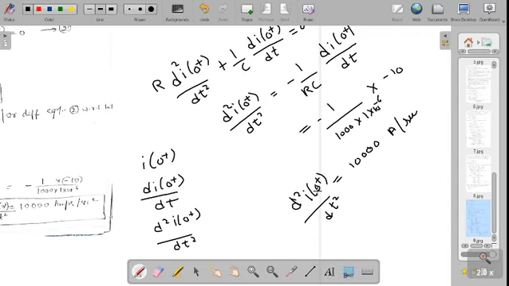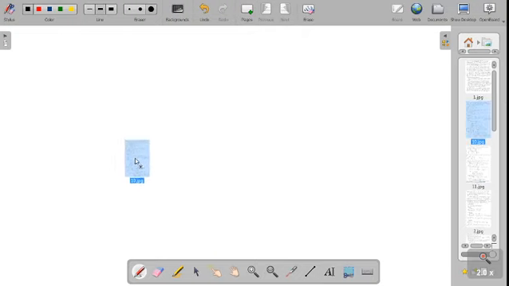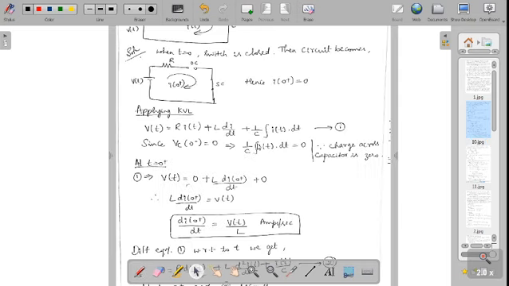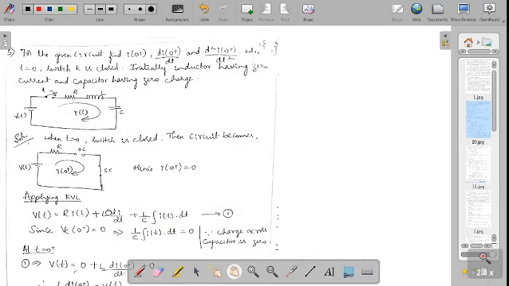Okay, now let us consider the next problem. Now look at this problem. So here both inductance and capacitance are present in the same circuit. Now let us look at this problem. Now what we need to find out? Current I, the first derivative and the second derivative.